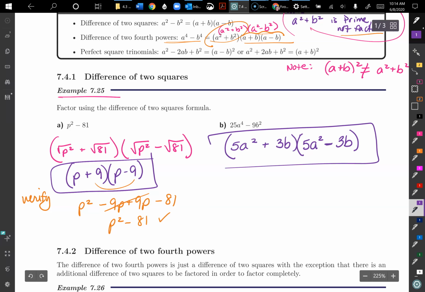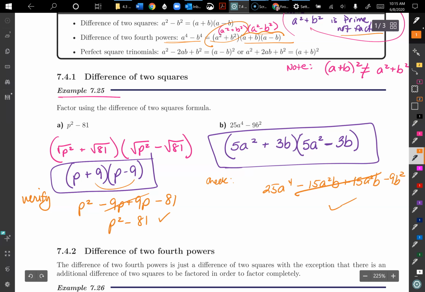So that's our answer. We're going to check or verify that we would get, in fact, first would be 25a to the fourth. Outsides is minus 15a squared b. Insides is plus 15a squared b. And last is minus 9b squared. These go to 0, so I am good.